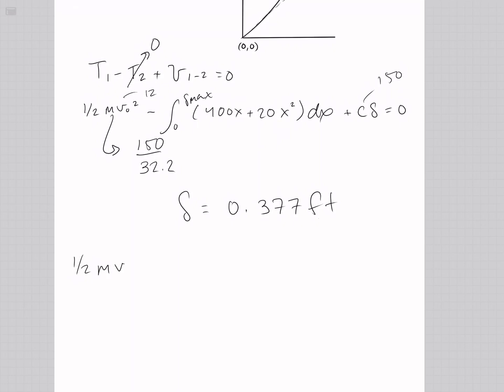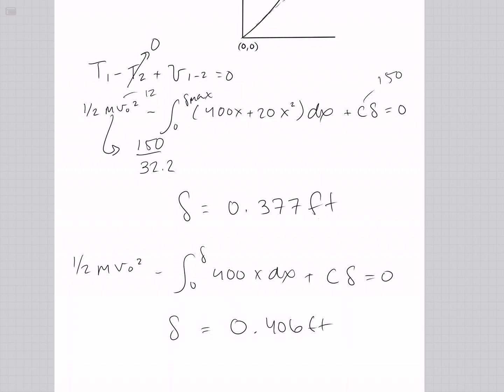Now let's calculate it without this nonlinear component, but we'll be using the exact same approach. 1/2 mv0 squared minus the integral from 0 to delta of 400x dx plus c equals 0. And solving for that once again gets us delta equals 0.406.